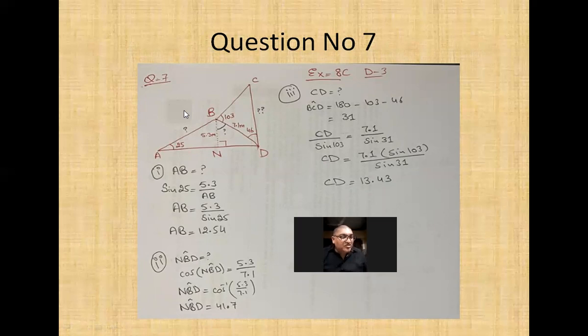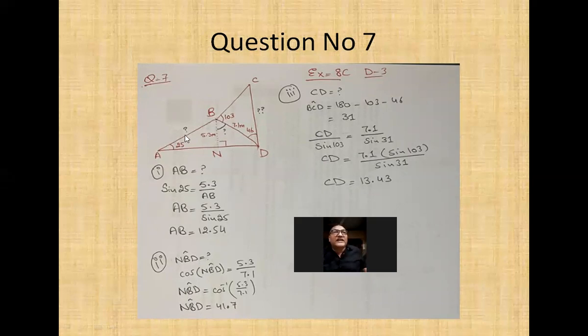He says the figure shows a metal framework in which AD is horizontal with BD equals to 7.1 meter. Angle BAD is 25 degrees. Angle BDC is 46 degrees. Angle DBC is 103 degrees, and the height of B above the AD is 5.3 meters. Find the length of the metal bar AB. The first part is find the length of the AB.